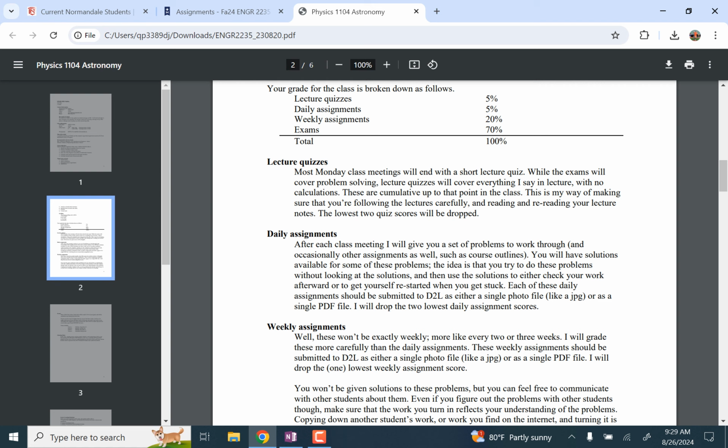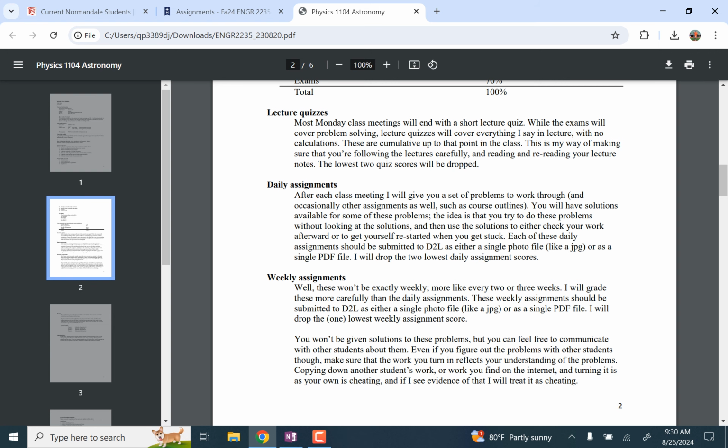But that's because your understanding of those daily assignments is going to trickle through every other graded assignment in this class. If you understand these daily assignment problems well, you're going to do well on the weekly assignments and the exams. And that's what most of your grade is. The weekly assignments and the exams, those questions are very similar to these daily assignments.